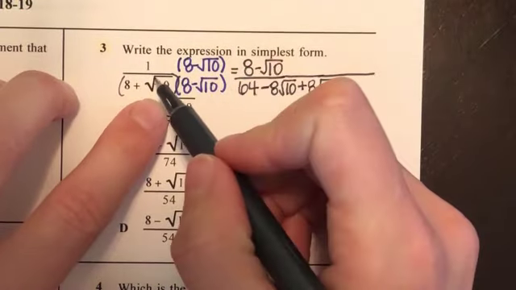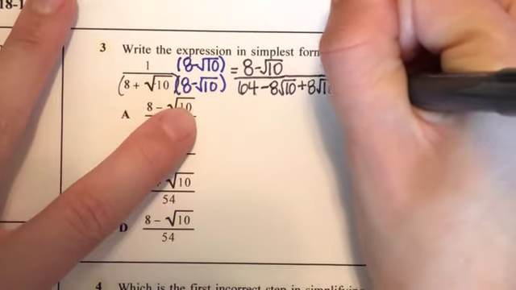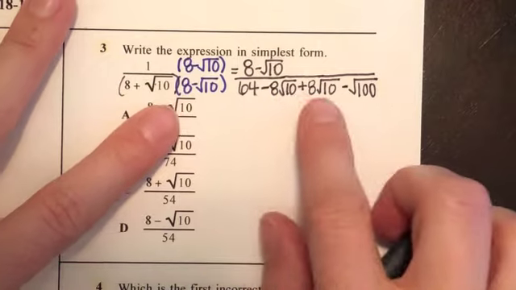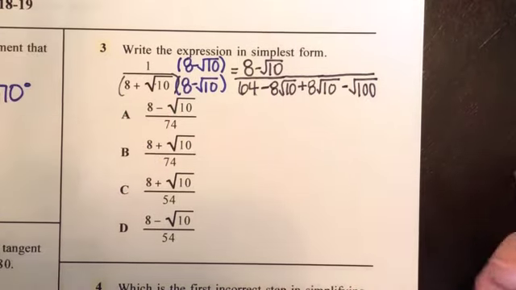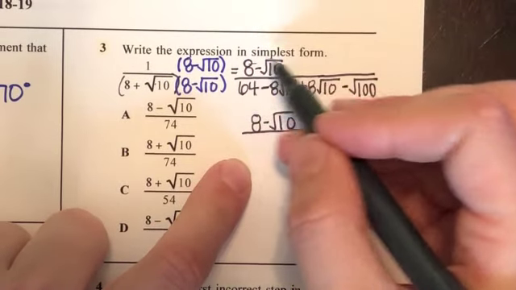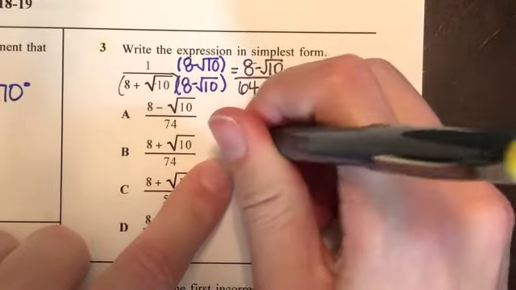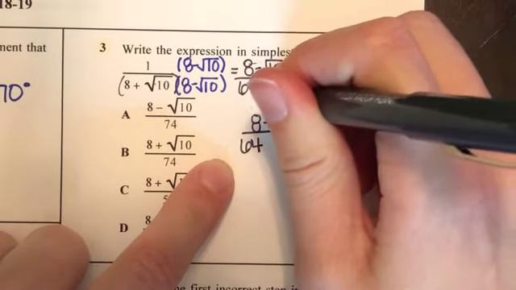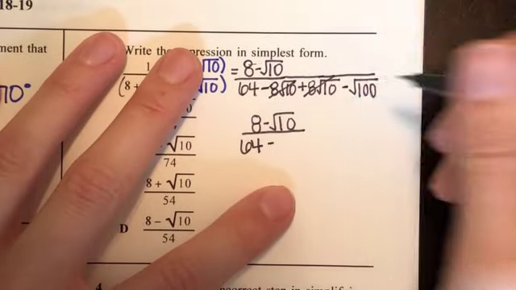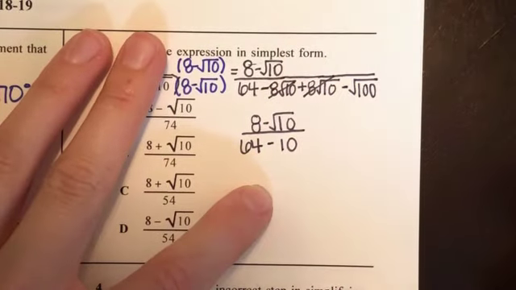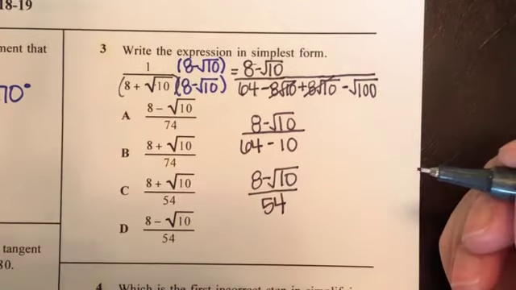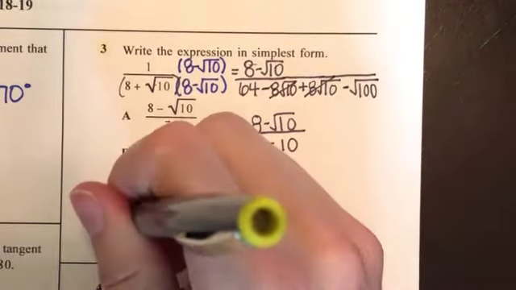And then positive square root of 10 times negative square root of 10 is negative square root of 100. Remember, when these are both underneath the square root, you can multiply them, and you just leave the answer under the square root. So 8 minus square root 10 is going to stay on the top of our fraction. That's not going to simplify. Then down here on the bottom, it's going to be 64. Negative 8 square root 10 and positive 8 square root 10 are going to cancel each other out. And then this is going to be the square root of 100, which is 10. And I just copied down that minus sign. So we get 8 minus square root 10 over 54. So it looks like our answer is D.